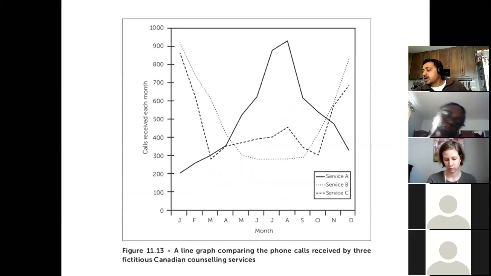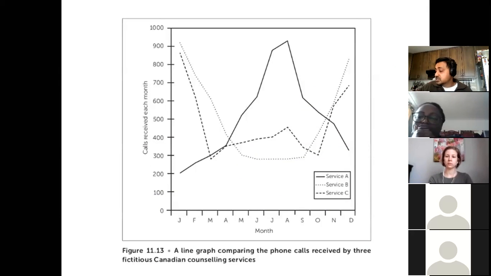Often you will also see in line graphs, for example phone calls received by three fictitious Canadian counseling services, that each service has a different representation. One has a solid line, one has a dotted line, and one has a dashed line. You can look at the calls received each month, and they're all directly measuring frequency, and they're all represented differently. So a graph doesn't just have to have one variable represented on it. It can have multiple dependent variables represented.